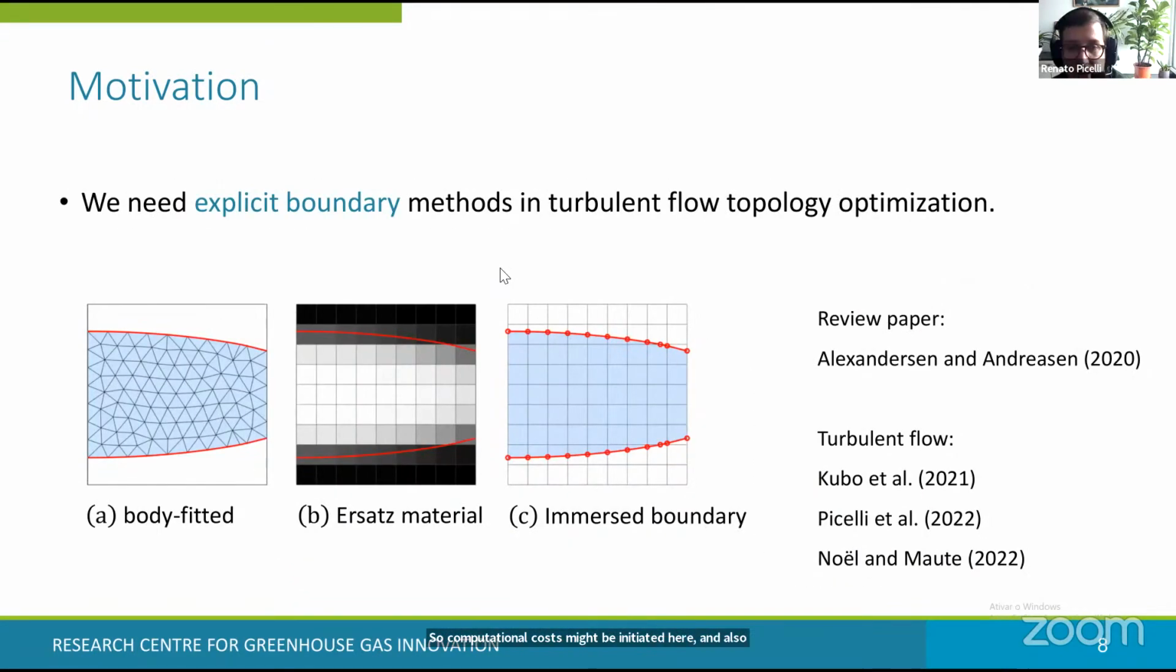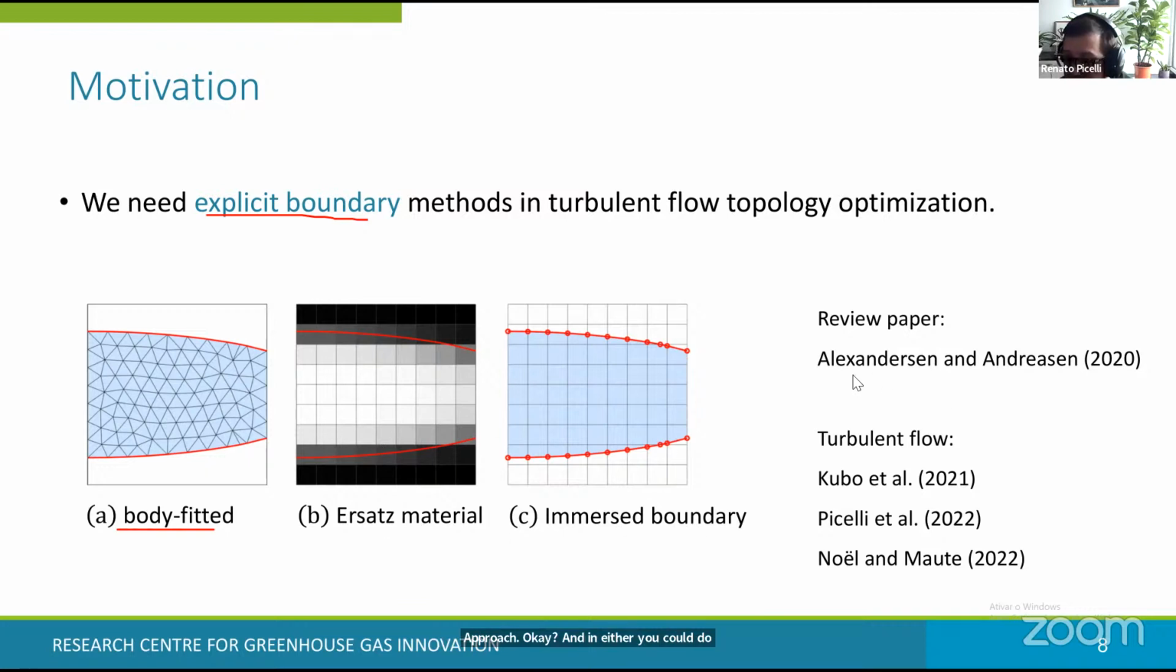So topology optimization of turbulent flow might be very hard to do with fixed grid methods. This is one of my main motivations. I want to devise here, with my co-authors, an explicit boundary method for turbulent flow topology optimization. The method I'm presenting today is based on a body-fitted approach, okay? And you could use either Arts material or immersed boundary.